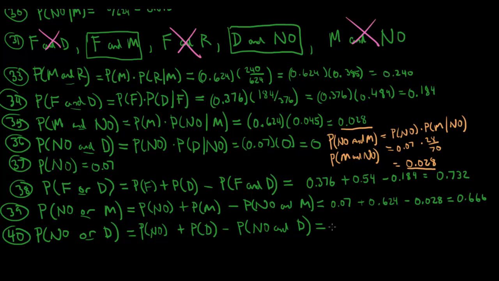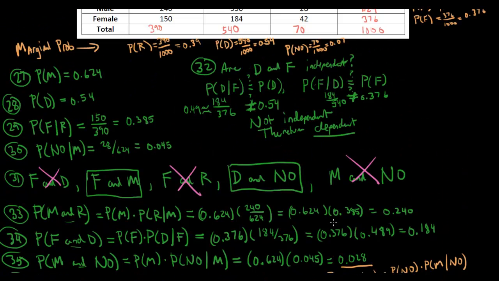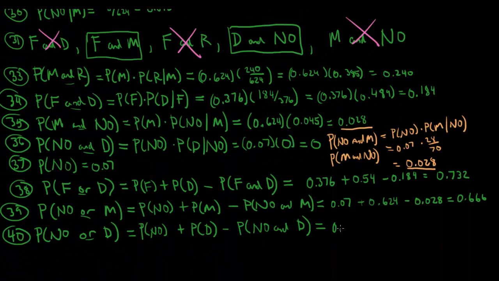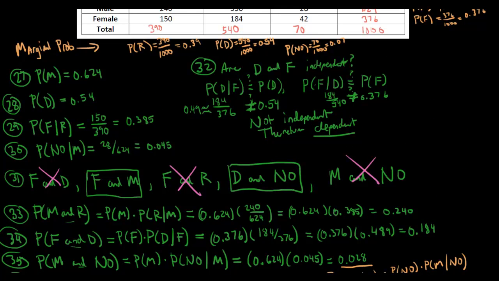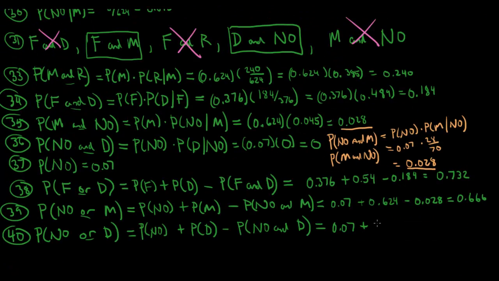Okay, so what's the marginal probability of no opinion? 0.07. Plus the marginal probability of being a Democrat. Let's go back up here. That was 0.54. Minus the joint probability of no opinion and Democrat. Well, you can't be in both of those categories at the same time, so the joint probability is 0 because they are mutually exclusive events. So let's see here. That's 0.54 plus 0.07, and you get 0.61.